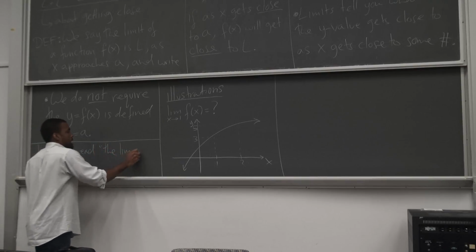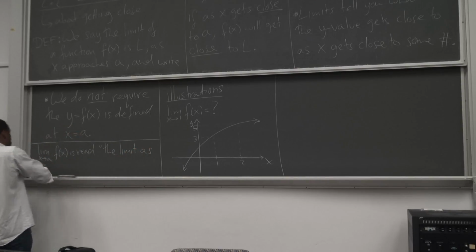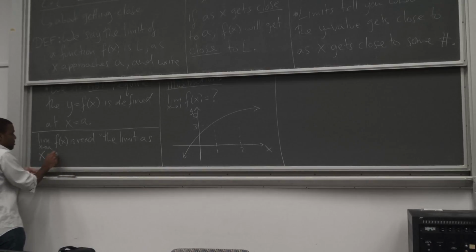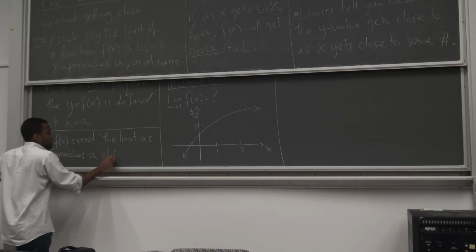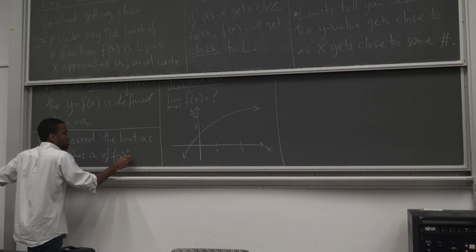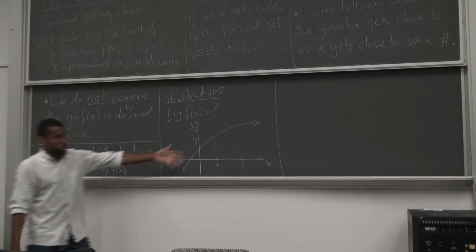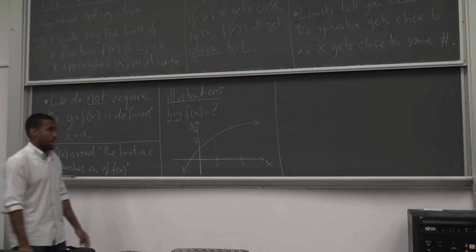The limit as x approaches a of f of x. That's how we read it. Right? So here's a picture. It's just a graph. You don't have to know the formula right now. We're just looking at the idea.